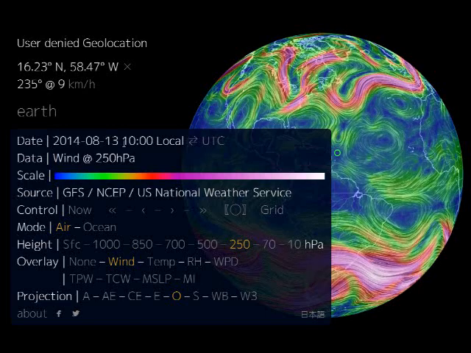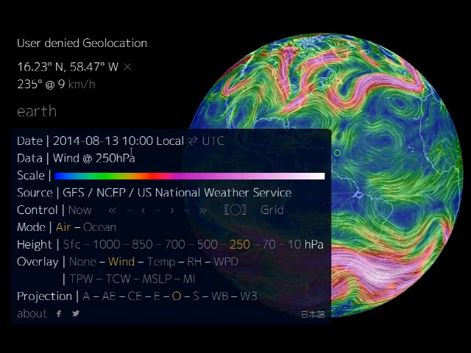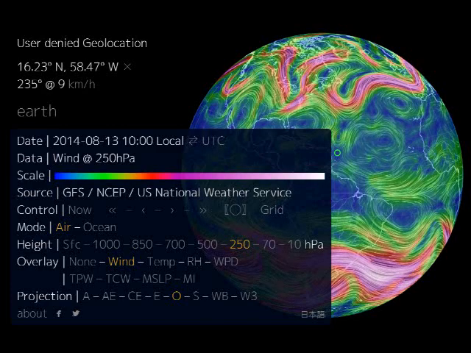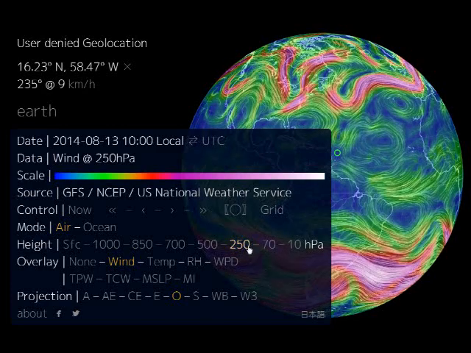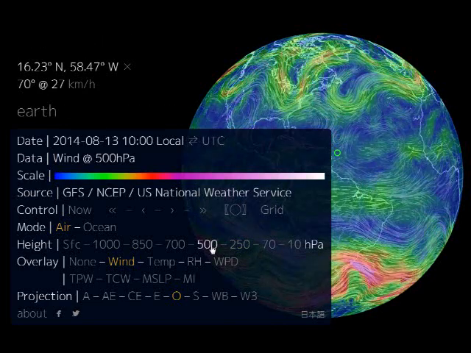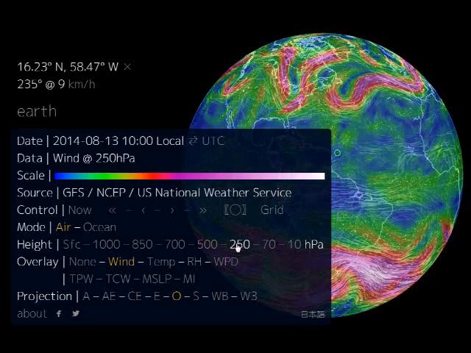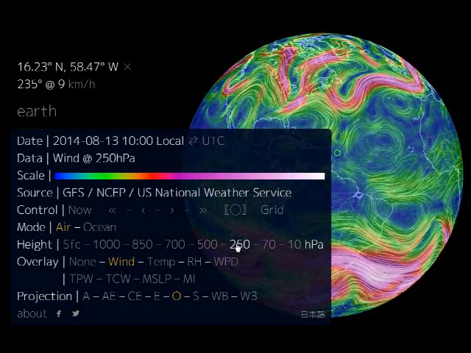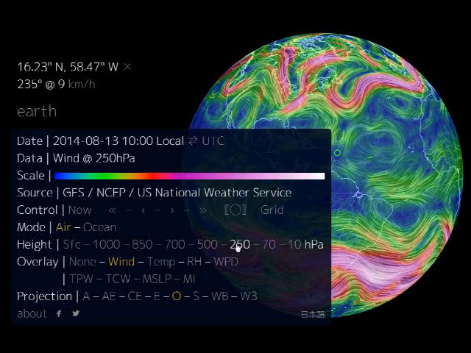There's the date, 2004 8/13/10 local UTC time, and we're at 250. Remember, I said it should be 350, but I either go more than 350 or less than 350, and the reason why I've chosen to go 10% less is so it brings out the trend in the jet stream, so we can have a good look at it.